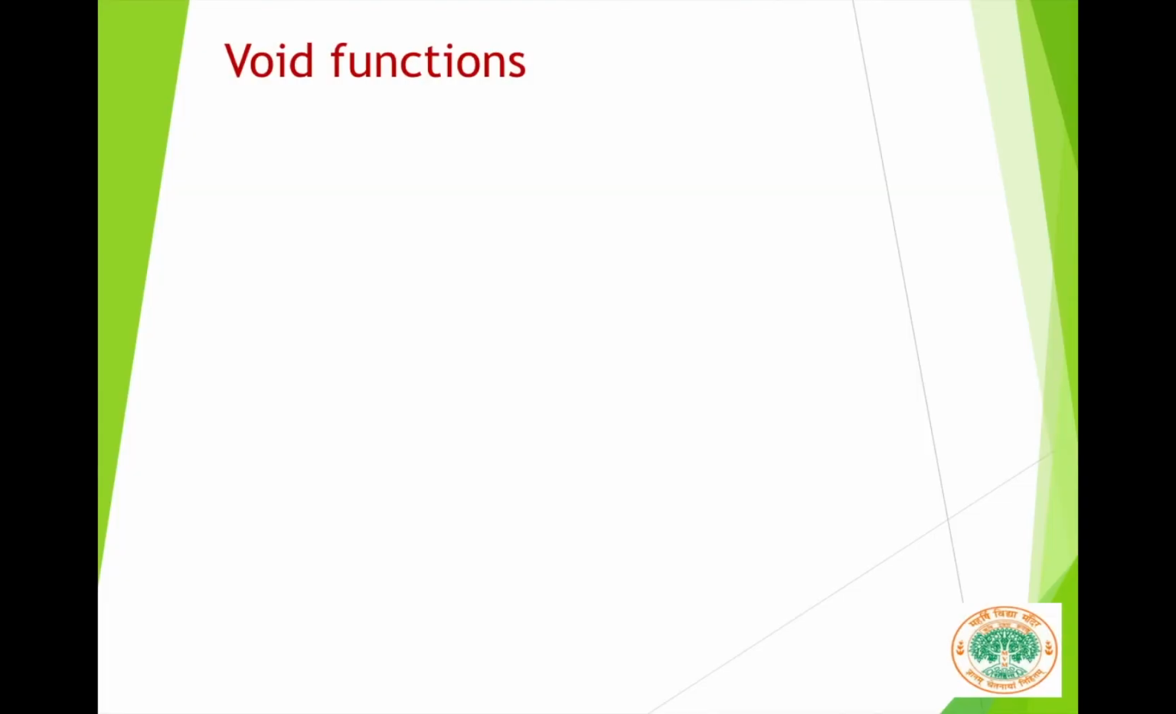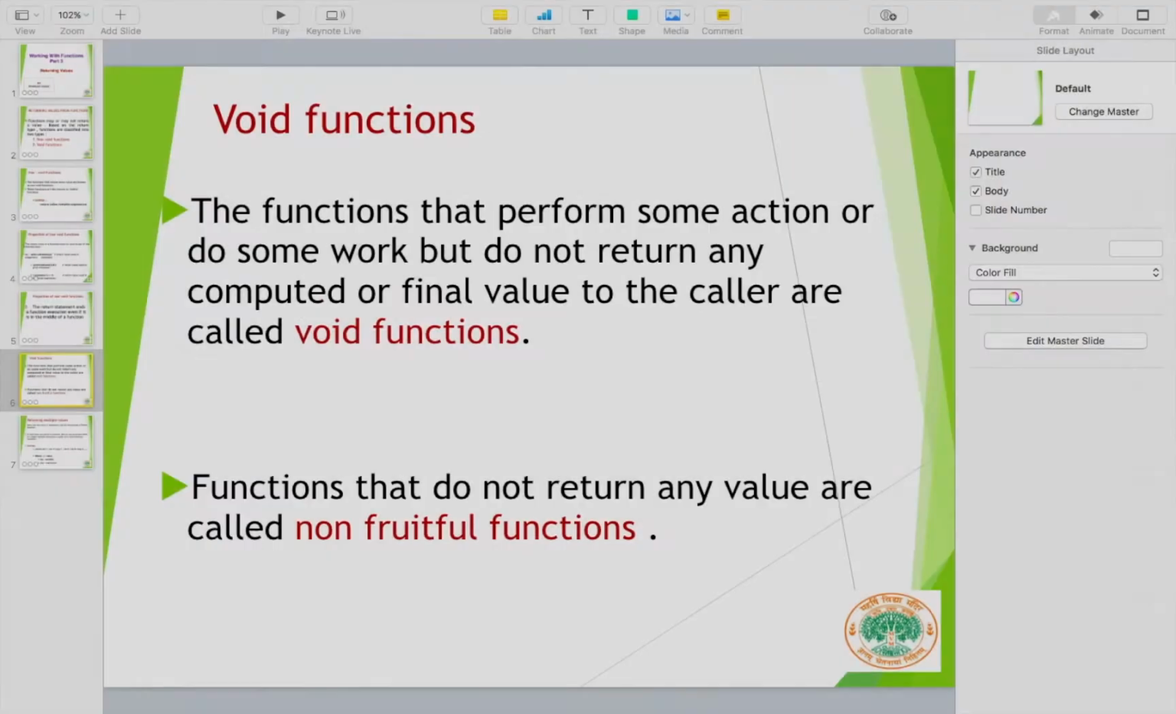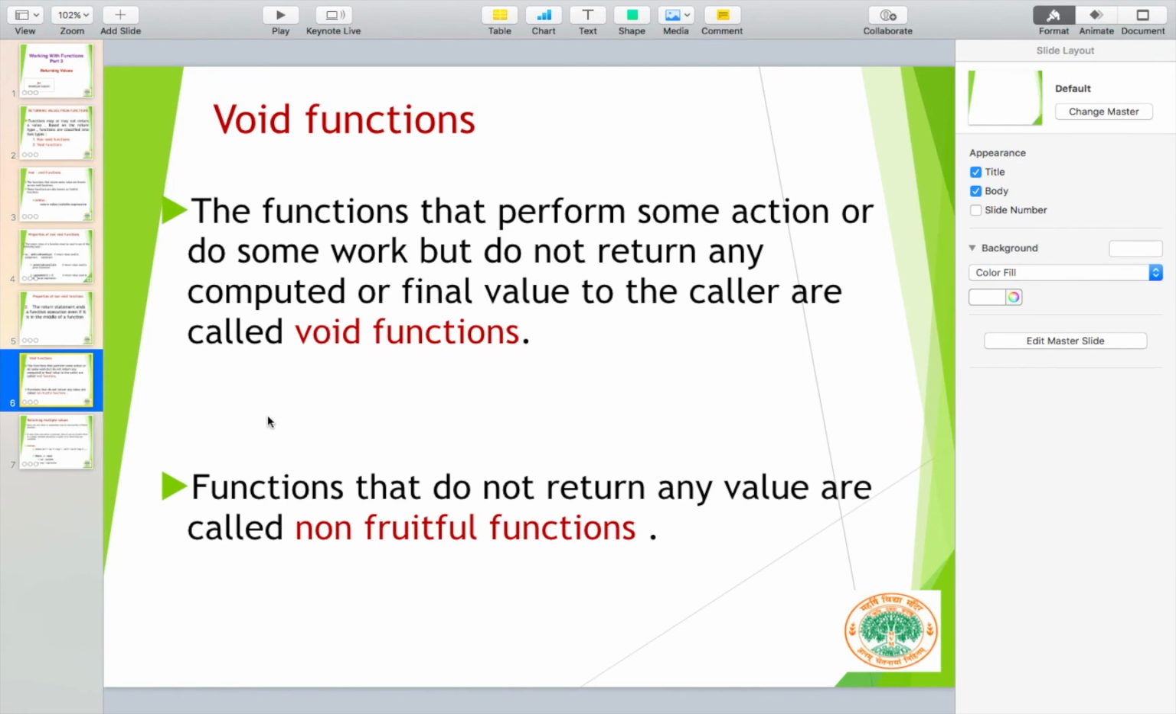Let's go to the next one, which is the void function. A void function is a function that performs some action or does some work but does not return any computed or final value to the caller. So it is not necessary that a function should have a return type. Functions may not have a return type also. Those functions which do not have any return type are known as void functions. Okay, so let's try to implement a void function.